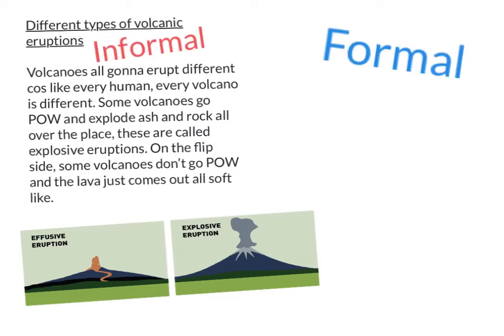Okay, let's start at the beginning. Volcanoes all gonna erupt different. Okay, so we can start with the same word, volcanoes all, and instead of gonna erupt different, we can say all erupt differently. We can use an adverb. Different, remember tricky spelling, differently. Cause like every human, every volcano is different. Okay, we can keep that bit, but instead of cause, we need to use the proper word, which is because.